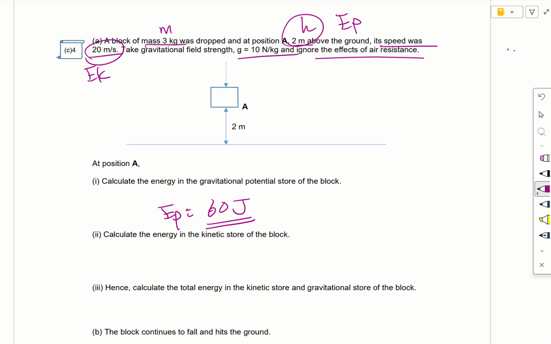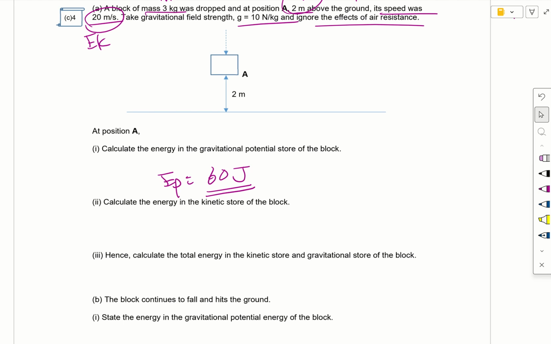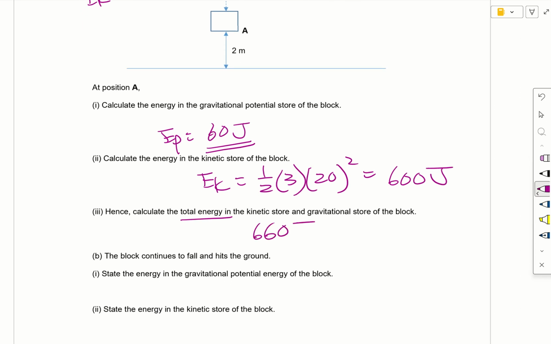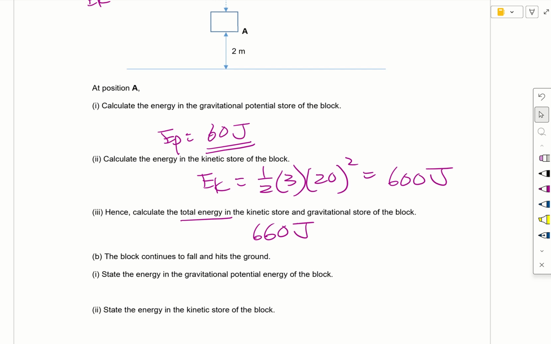But now, what is different is that at A, it has a velocity of 20. So I can actually calculate EK. It used to be 0 because the speed was 0, but now it is not. It is 20. Okay, so the answer will be 600 joules. So what's the total energy? It will be 660 joules. And it continues to fall and hits the ground.